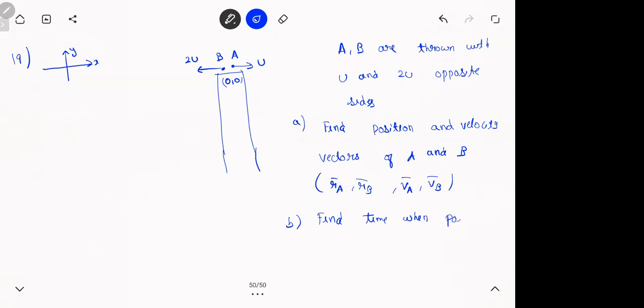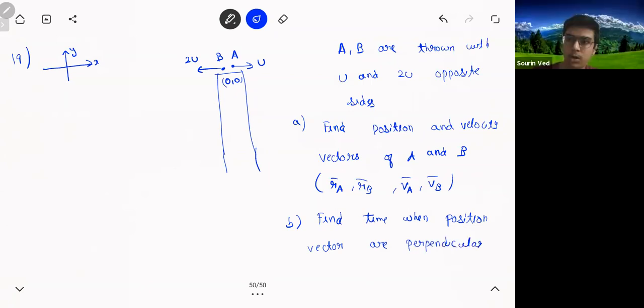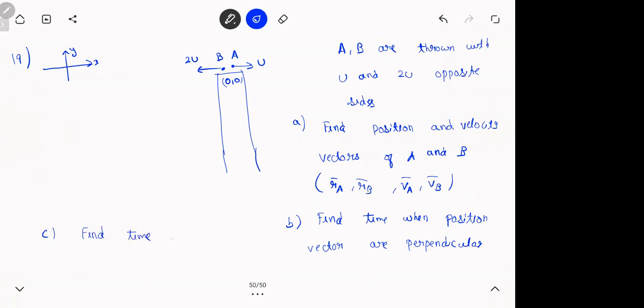when position vectors are perpendicular. I told you last time, if two vectors are perpendicular, what happens? Someone? Dot product. Dot product is 0. Yep. Third question, find time when velocity vectors are perpendicular. Get the first part, B and C will come automatically. Hope the question is clear. Give it a try. It's okay if you don't get it, I'll show you in 2 minutes. But I want you to try. It is never about getting the answer.